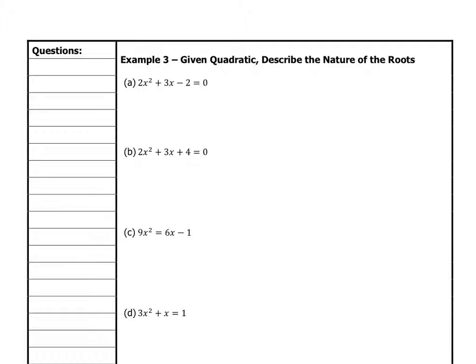Alright, so part A says that we're given this quadratic and we have to describe the nature of the roots. So here, this is kind of like what we were doing with the cases. We have to start by calculating b squared minus 4ac. Now on your test, this formula is not given. Let me repeat that. This formula is not given, so you have to memorize it.